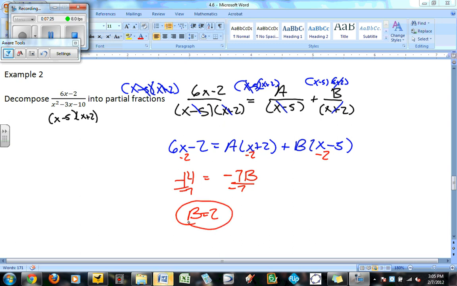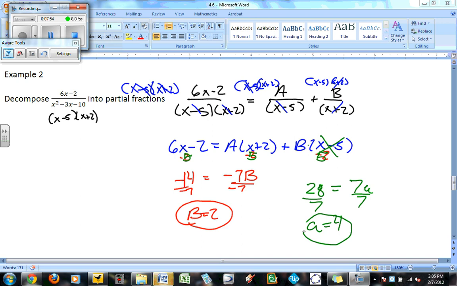All right, so we found half of it. To find our other half, we've got to cancel out our b's. So we're going to pick positive 5, which is going to cancel that out. So anywhere we see an x, we're going to plug in positive 5. In this case, I get 30 minus 2, which is 28, equals 7a, positive 7a, and that is 0 times b, which is 0. Divide by 7, divide by 7, a equals 4.